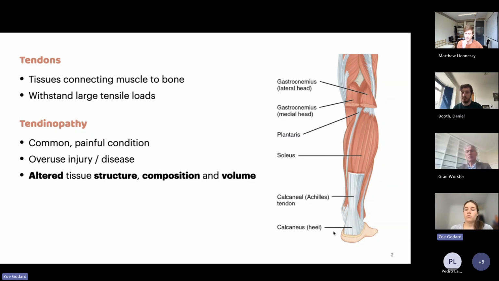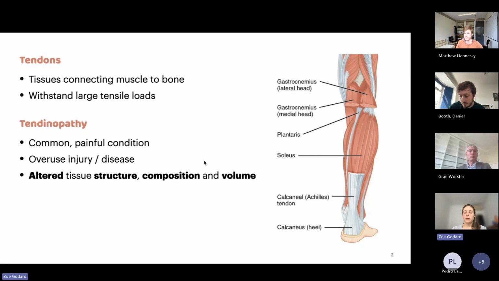And they play a really important role in withstanding large tensile loads, which sometimes fails and can lead to a very common and painful condition called tendinopathy. You might be more familiar with the initial inflammatory stage, which is called tendonitis, but that can degenerate into disease. And it's classified as an overuse injury or disease.